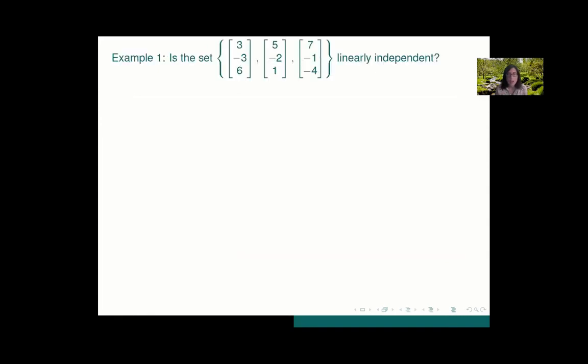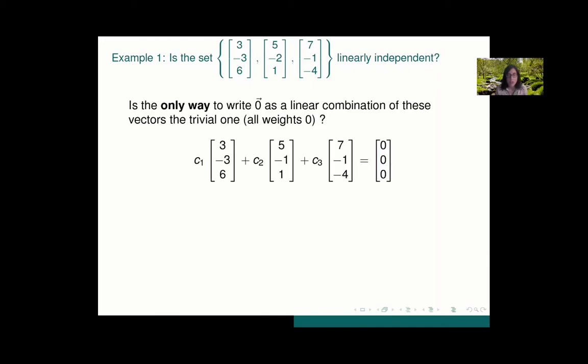Next, we'll ask ourselves if the vectors (3, -3, 6), (5, -2, 1), and (7, -1, -4) are linearly independent. We can see by inspection that none of the vectors are multiples of the others. But since we have three vectors, this is not enough to say that they are linearly independent. One could be a linear combination of the others without being a multiple of the others. We need to use the definition of linear independence to check.